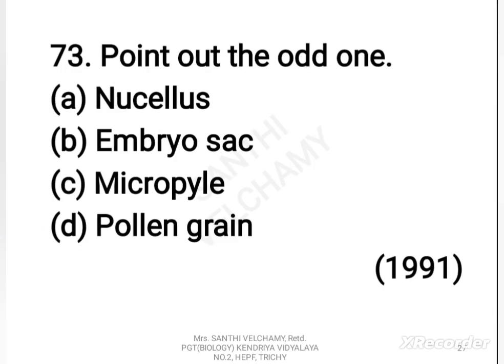Now next question. Point out the odd one. A. Nucellus. B. Embryo sac. C. Micropyle. D. Pollen grain. The correct answer is D. Pollen grain.